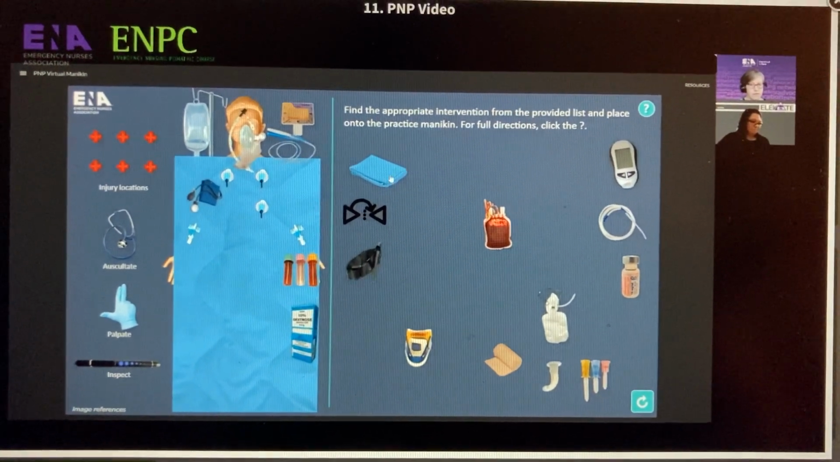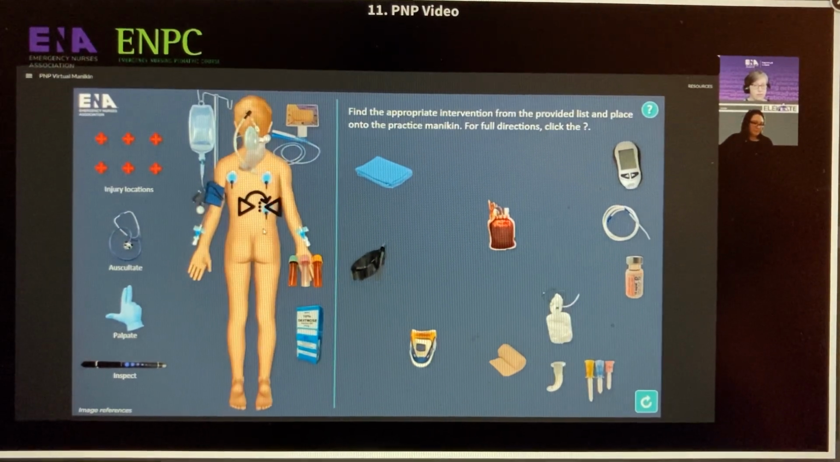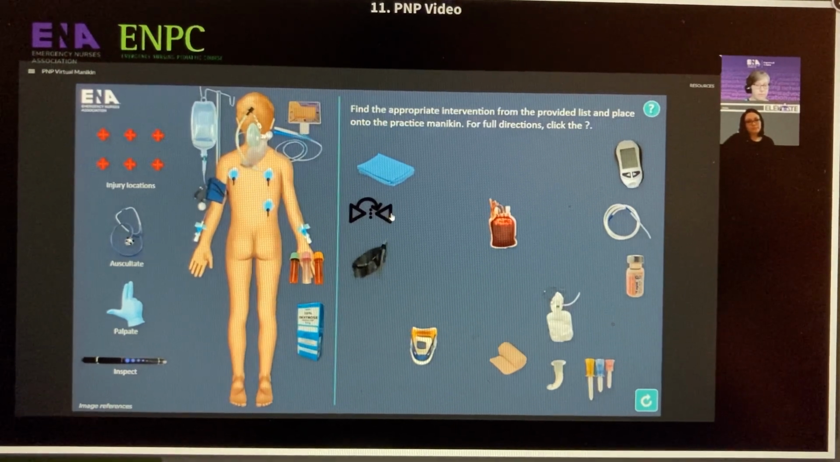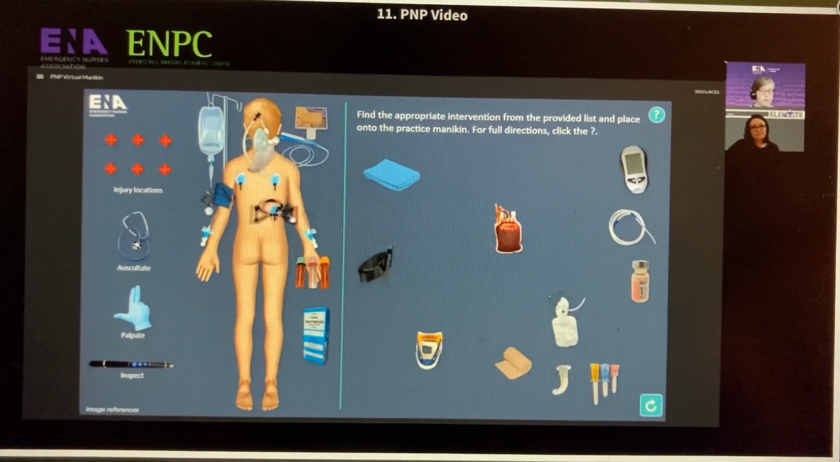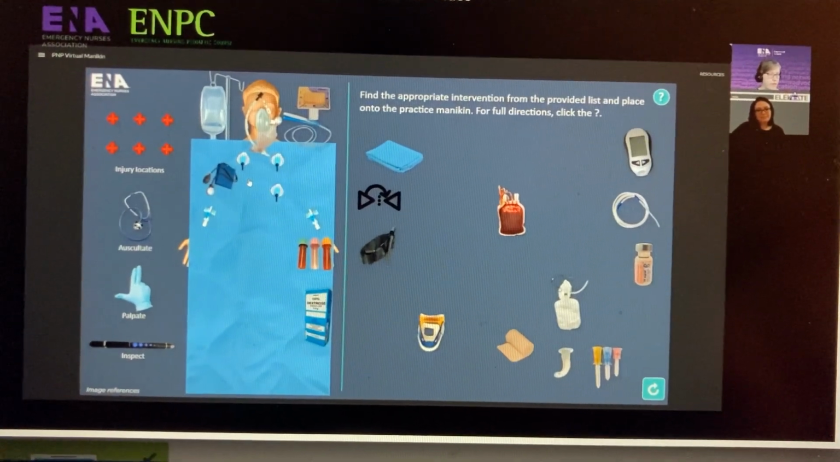Okay, now we are going to uncover her briefly so that we can inspect her back. Again, do I see or feel anything abnormal on her back? No abnormalities. All right, we're going to turn her back over and make sure we cover her up.